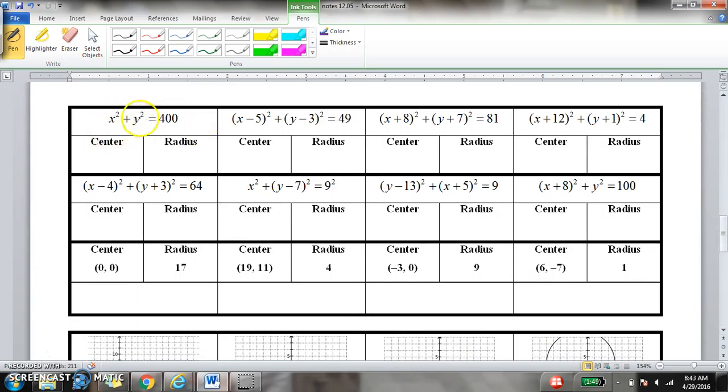What's the center of this circle? Well, there's nothing added or subtracted from x and y, so the center is 0, 0. Always take the square root of this number to find the radius. Square root of 400 is going to be 20.